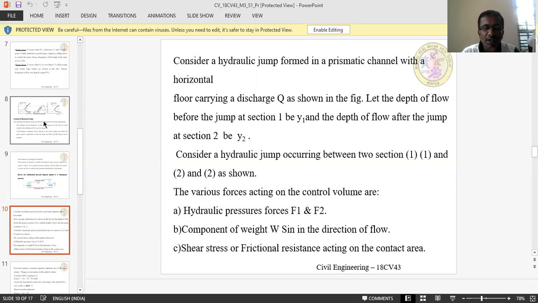The forces acting on the control volume are the hydrostatic pressure forces F1 and F2 acting in opposite directions. The component of weight W sin theta in the direction of flow, which we treat as neglected. Shear stress or frictional resistance acting on the contact area.